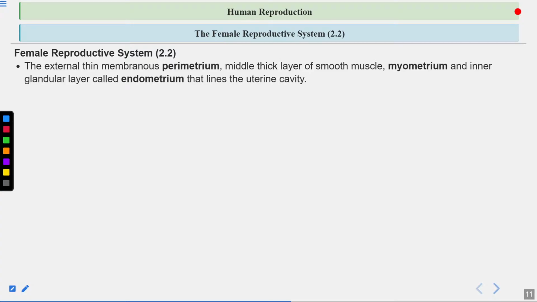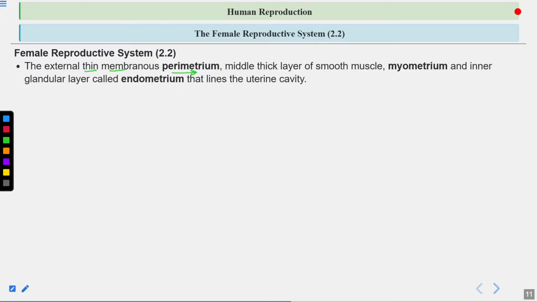Now we were talking about the walls of the uterus. The wall of the uterus has 3 layers. The external layer, which is quite thin and membranous, is known as the perimetrium. So you have to remember that the perimetrium is thin and membranous. A question can come from here: is the perimetrium membranous? So yes, you will write it is membranous.